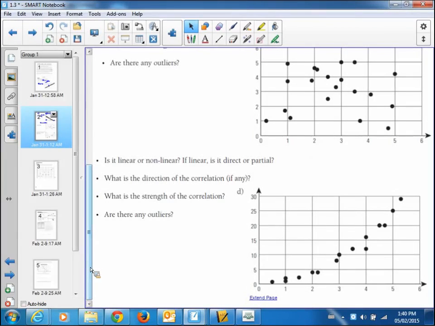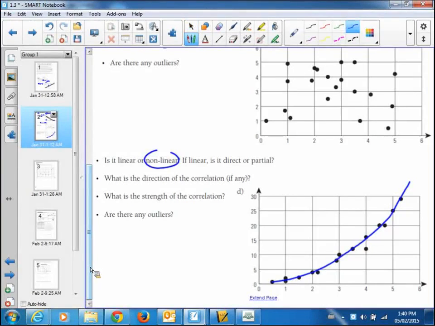Does this look like it'd be a line? I would say freehand, just sort of follow this path. Doesn't it look like that? It's a curve. So it's not a line, it's non-linear. You can still answer the other questions though. What's the direction of the correlation? Is it going higher or lower from left to right? So it's positive. It's still positive.